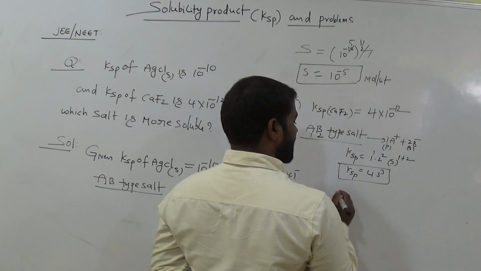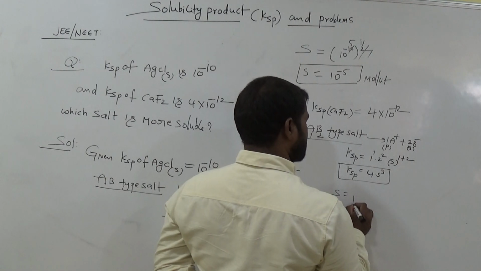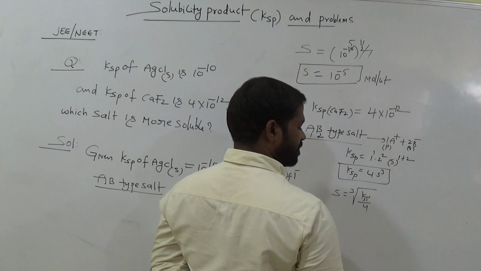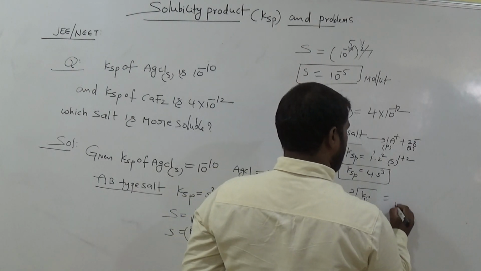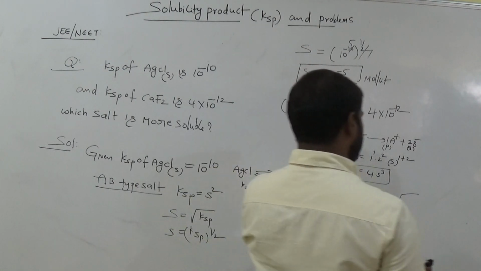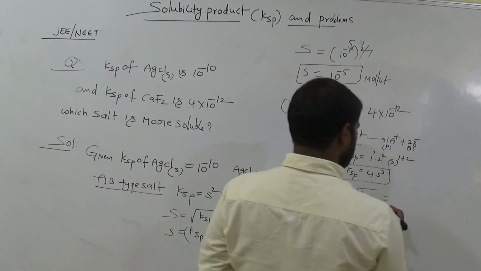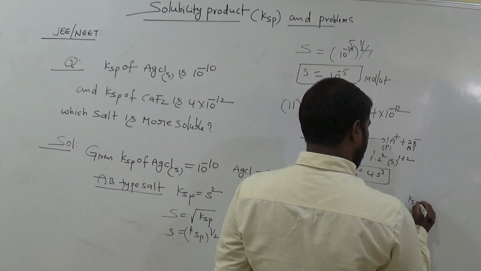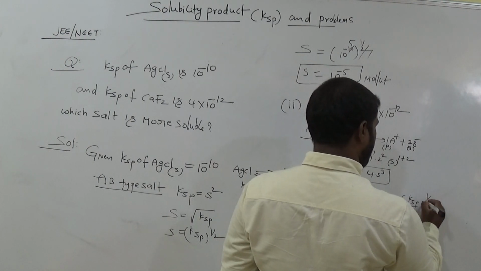Okay, here we need the S value. S equals how much? Cube root of KSP by 4, am I right? So he has already given the KSP value. Cube root means, can I write this expression as KSP by 4 whole power 1 by 3.